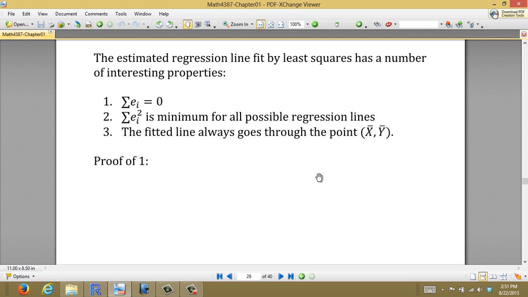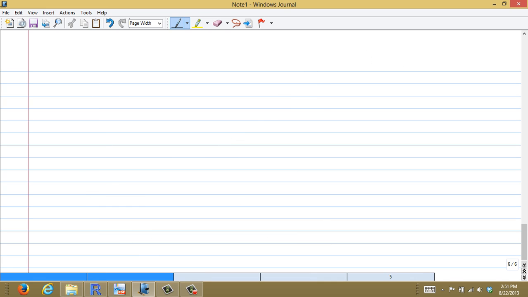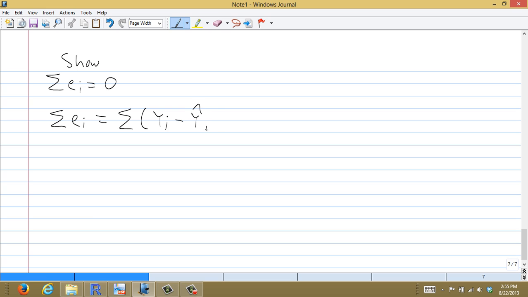So just to show you what it might look like to prove the first property of the estimated regression line, we are going to look at a brief proof of that. So let's show that the sum of the residuals is equal to 0. What we're going to do is expand out the residuals. So the sum of the residuals is equal to the sum of each observation minus the ith fitted value. The definition of the ith residual is that it's the ith observation minus the ith fitted value.